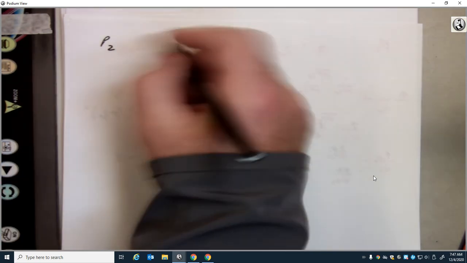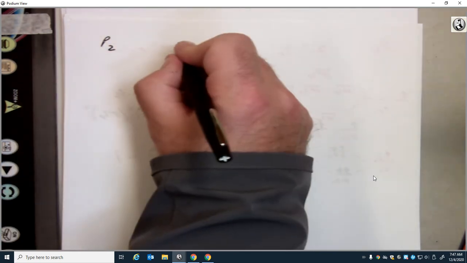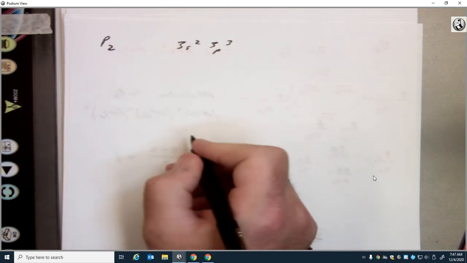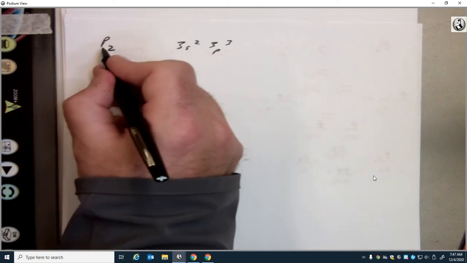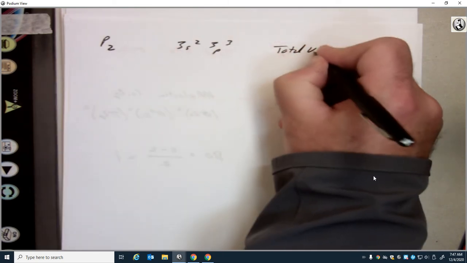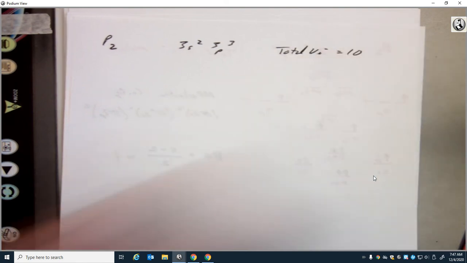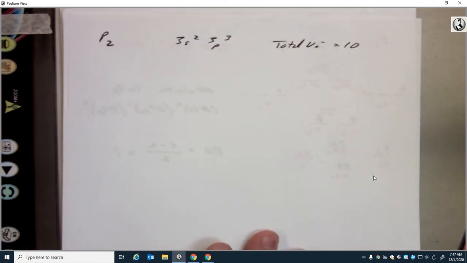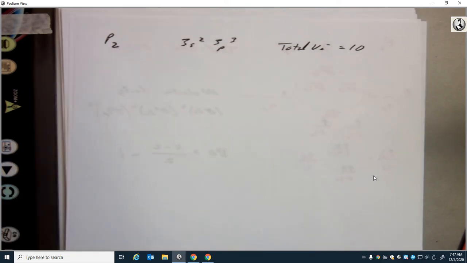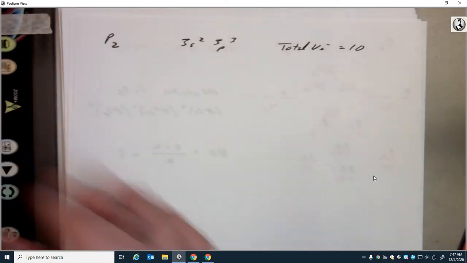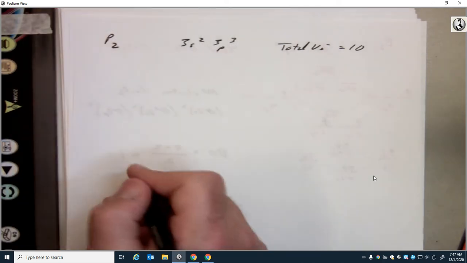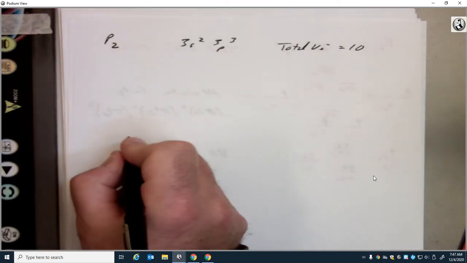Its phosphorus valence electrons are 3s2, 3p3. So each one of these has 5, so we would have total valence electrons equal to 10. Now, since it's a group 15, we can just go ahead and draw in our orbitals. I'm going to just do it the way that I usually do it.